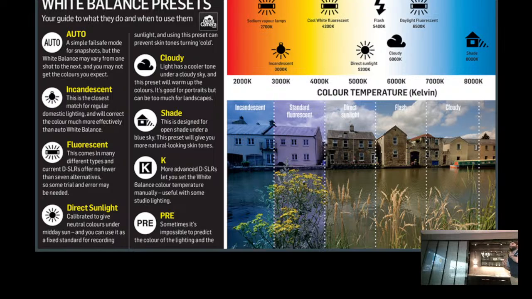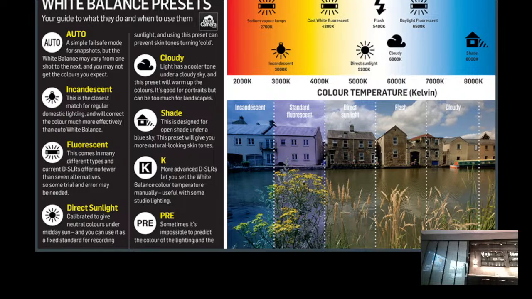Using this preset can prevent skin tones from turning cold. So again, this is more on the red side, but more of a middle ground as well. Cloudy, light has a cooler tone under a cloudy sky, and this preset will warm up the colors. It's good for portraits, but can be too much for landscapes. Shade, this is designed for open shade under a blue sky. This preset will give you more natural looking skin tones.